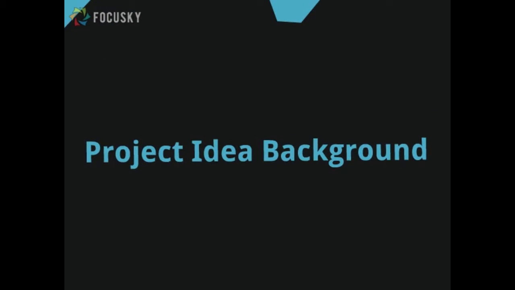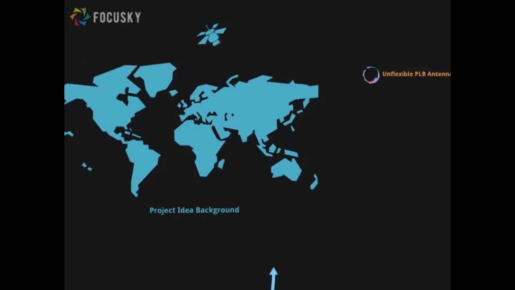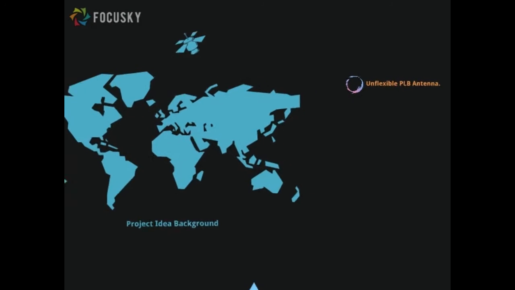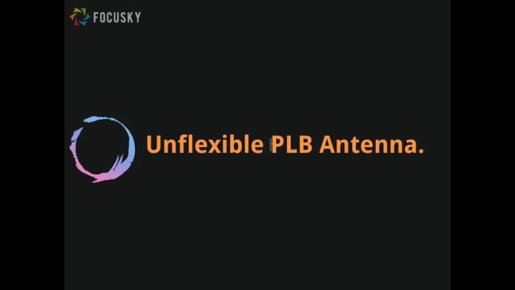Now, we go to this project idea background. The idea of the project comes from the personal locator beacon, or PLB device. Because of the inflexible PLB antenna, the device makes the user feel uncomfortable and have limited movement in emergency situations.